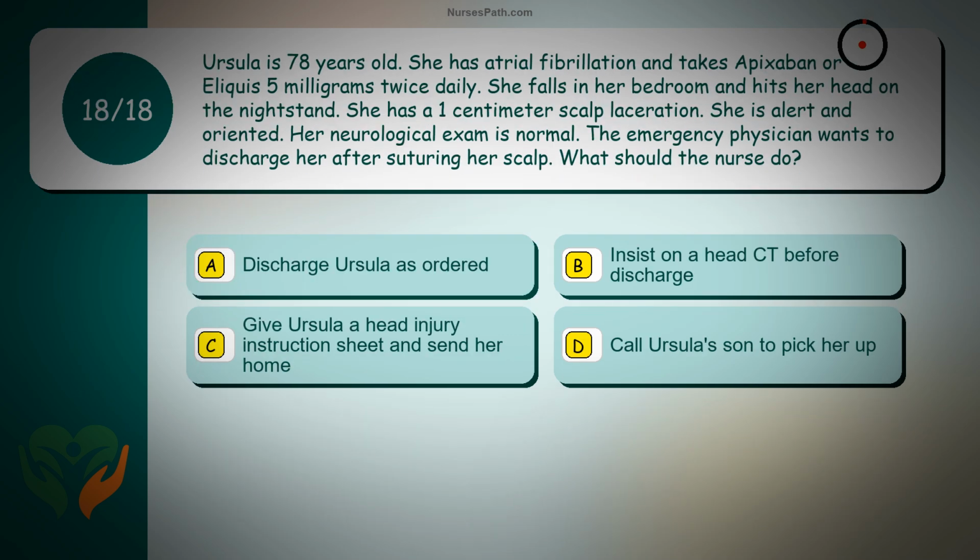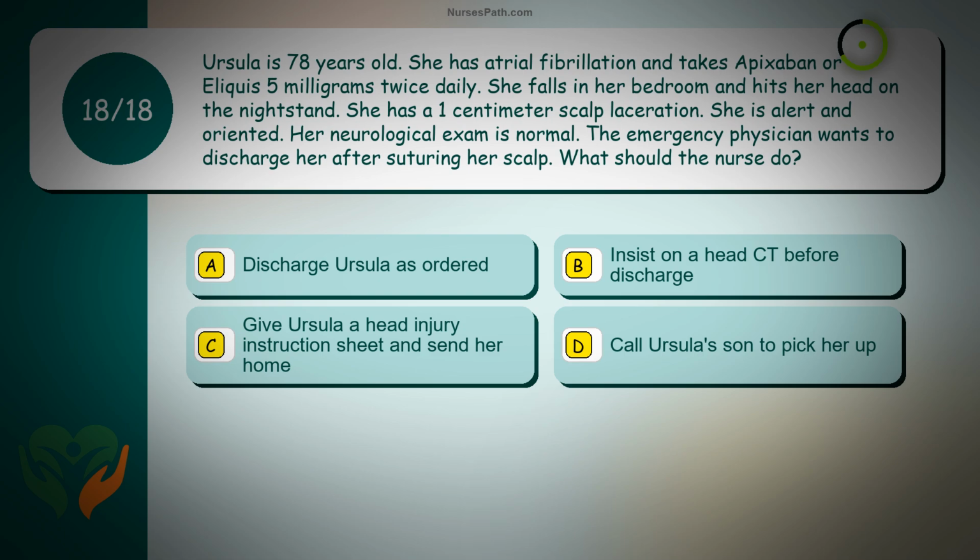Question 18. Ursula is 78 years old. She has atrial fibrillation and takes apixaban, or Eliquis, 5 mg twice daily. She falls in her bedroom and hits her head on the nightstand. She has a 1 cm scalp laceration. She is alert and oriented. Her neurological exam is normal. The emergency physician wants to discharge her after suturing her scalp. What should the nurse do?